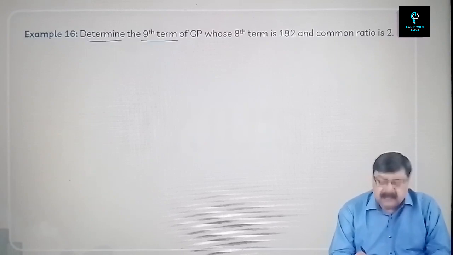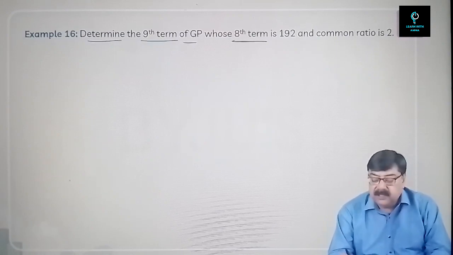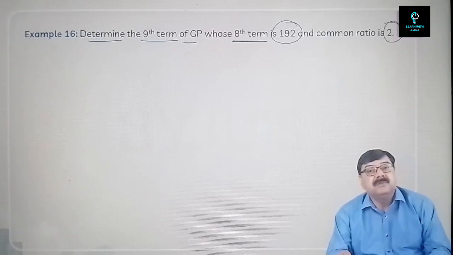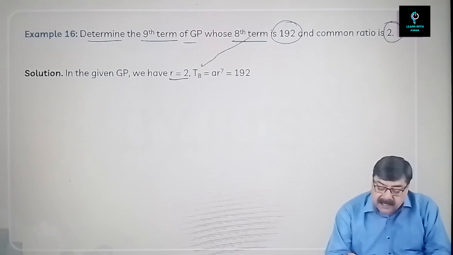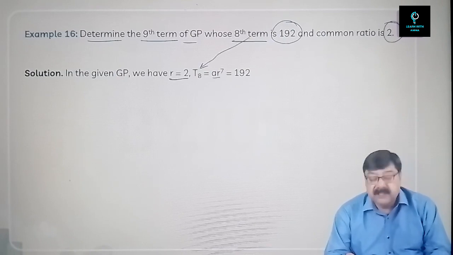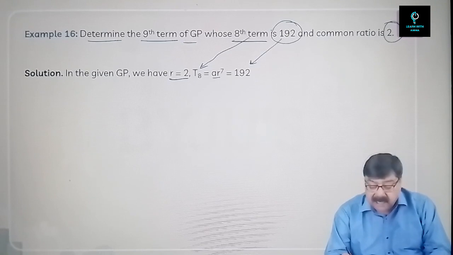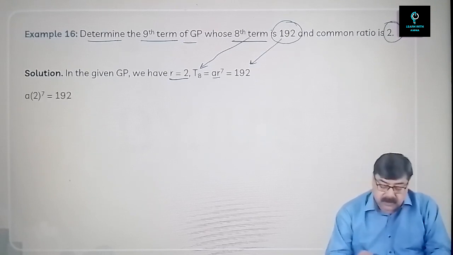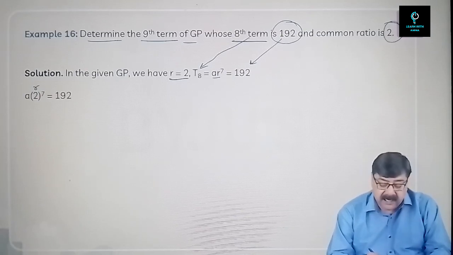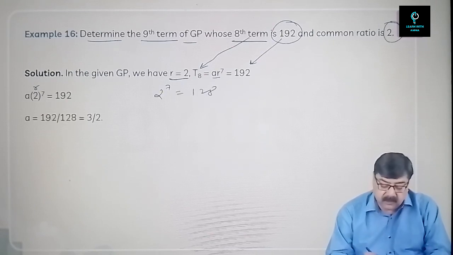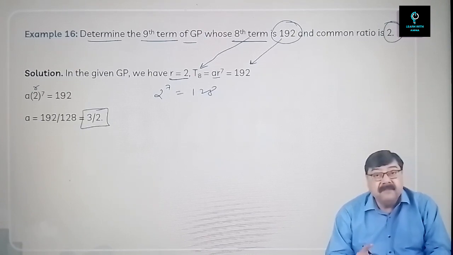Now determine the ninth term of GP whose eighth term is 192 and common ratio is 2. So R is given as 2 and the eighth term, that is T8, is given, which is AR raised to 7, and its value is 192. So substituting number 2 in place of R, we get A into 2 raised to 7, that is equal to 192. So 2 raised to 7 we know is 128. So 192 by 128, that is 3 by 2, is the first term.